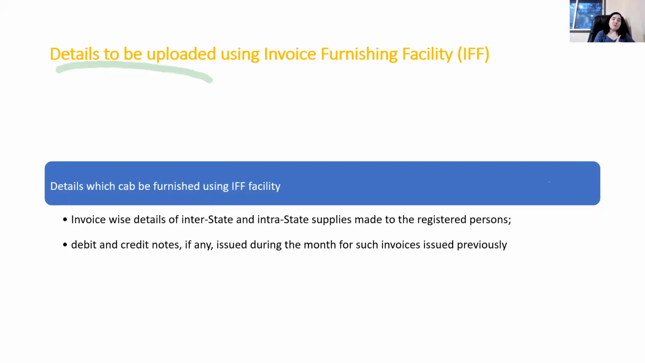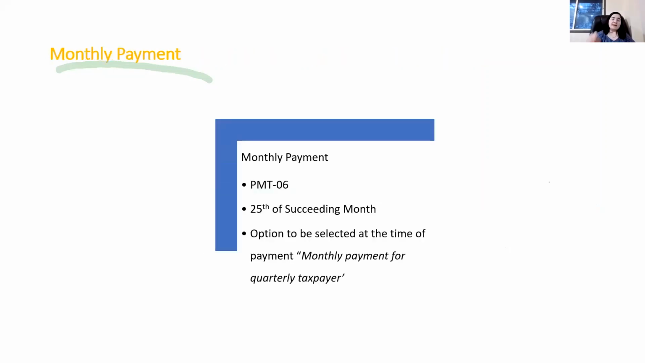Second, monthly payment. So the first was about the monthly uploading of the invoices. Now, this is our first action point. What is the second action point required monthly? It is the monthly payment, and the monthly payment challan is PMT06. So the taxpayer has to use the PMT06 challan for the payment. The due date is the 25th of the succeeding month. That means for the month of May, the due date is 25th June.